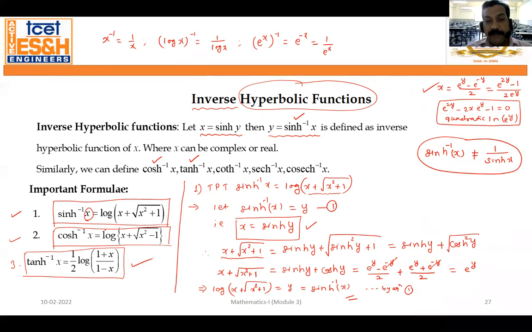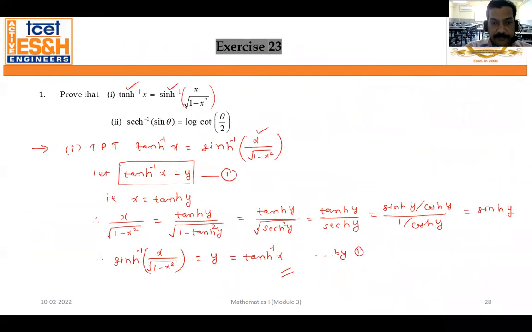Yes, sir. In fact, this technique is most convenient technique for solving examples on inverse hyperbolic functions as well. Inverse hyperbolic के example solve करने के लिए ये technique कभी-कभी हम use करते हैं. Let us take an example. Suppose मुझे प्रूव करना है tan hyperbolic inverse of x is sin hyperbolic inverse of x upon the root of 1 minus x square.